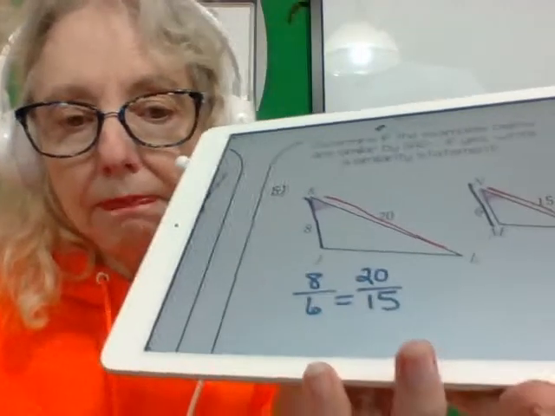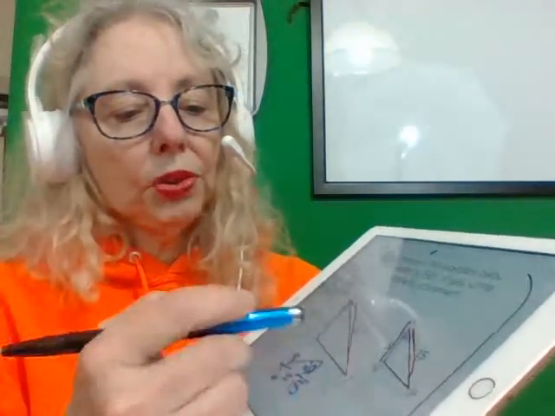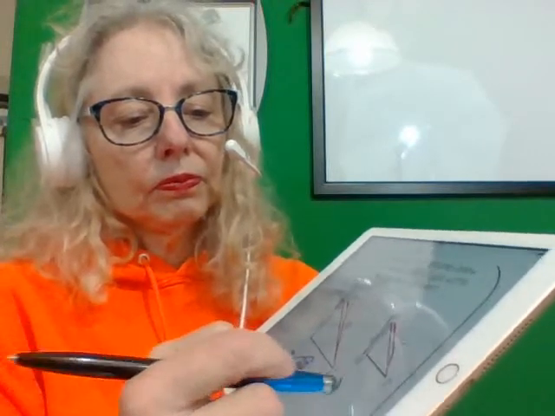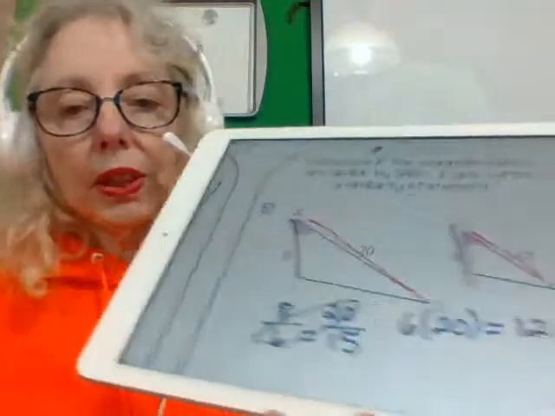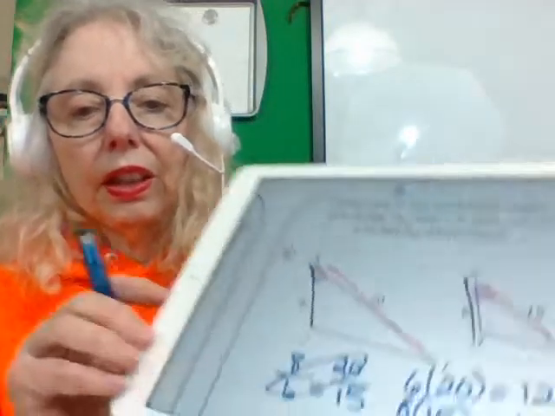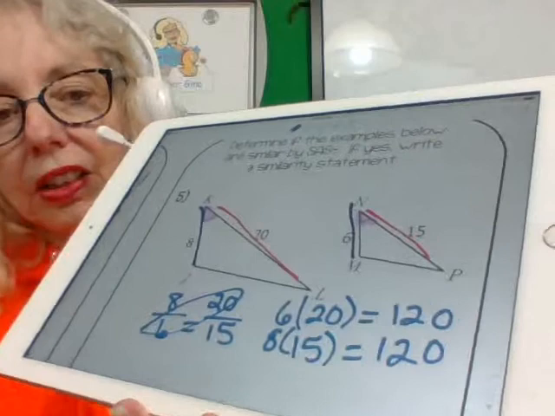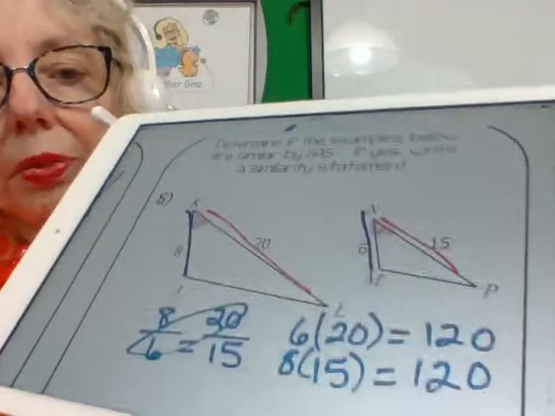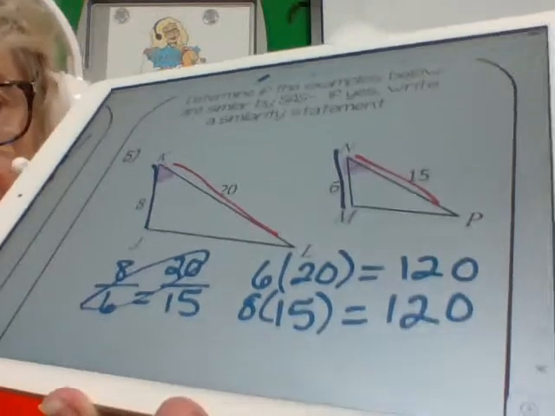Now, if you just have two numbers like this, what you can do that's just as easy is to cross multiply. So 6 times 20 is 120. And 8 times 15 is also 120. So when you can do that, then you know that those sides are proportional. If you cross multiply and you get the same number, then you're okay. That's what you want. So these two triangles are similar because of side, angle, side. And we would say that triangle KJL is similar to triangle NMP.